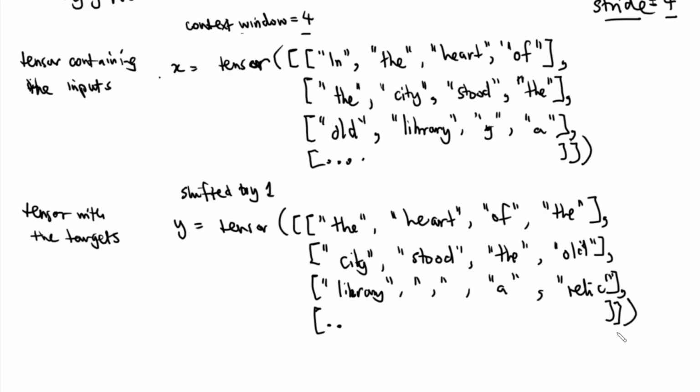All the way up to the last one. So we can see that each row in this input tensor represents one input context, one input context for each row here. Y contains the corresponding prediction targets, the next words, which are created by just shifting by one position.